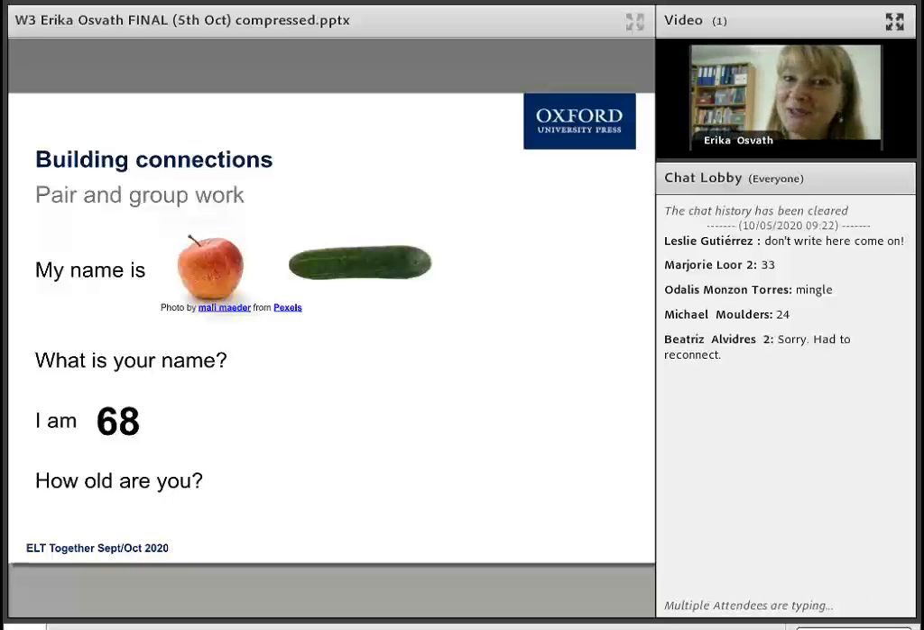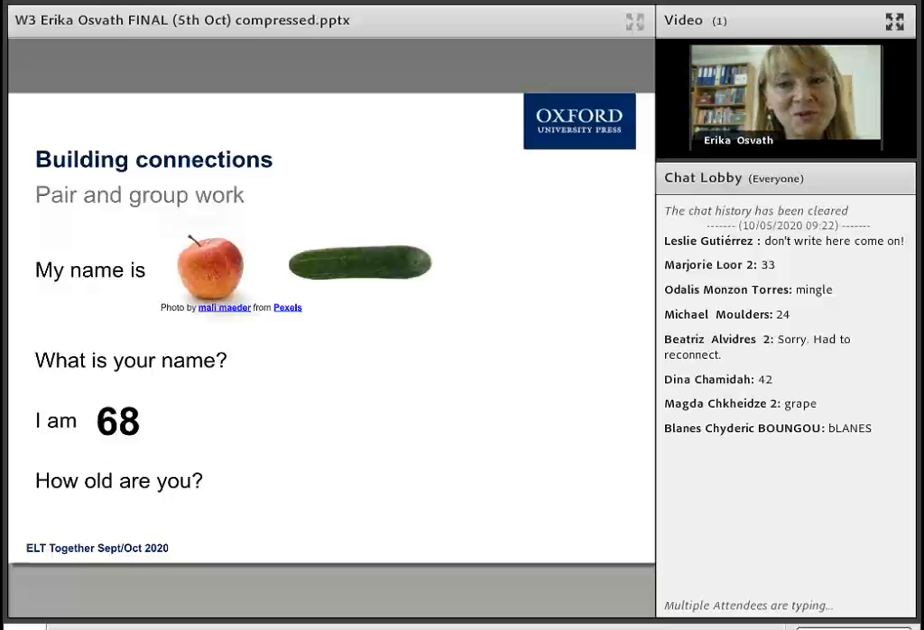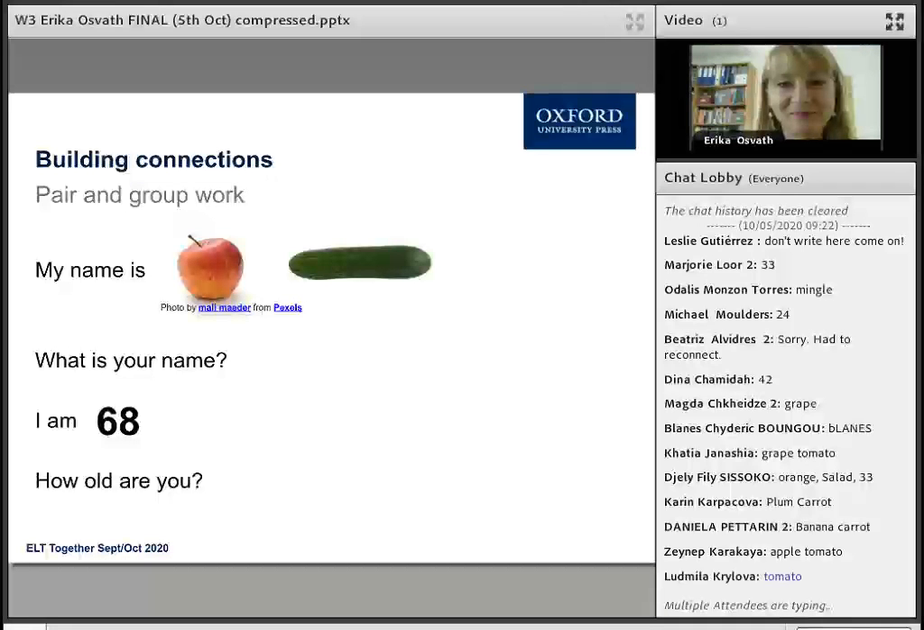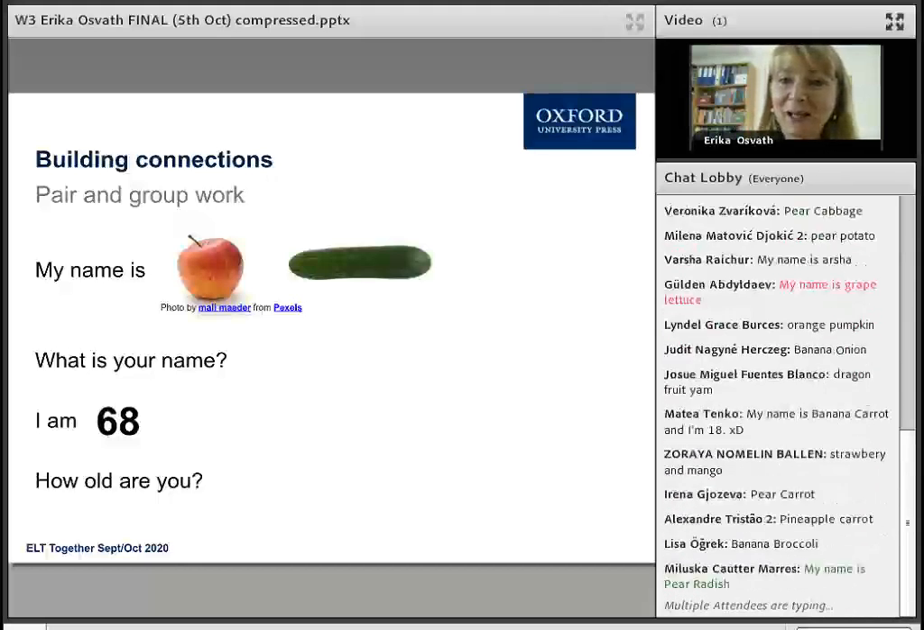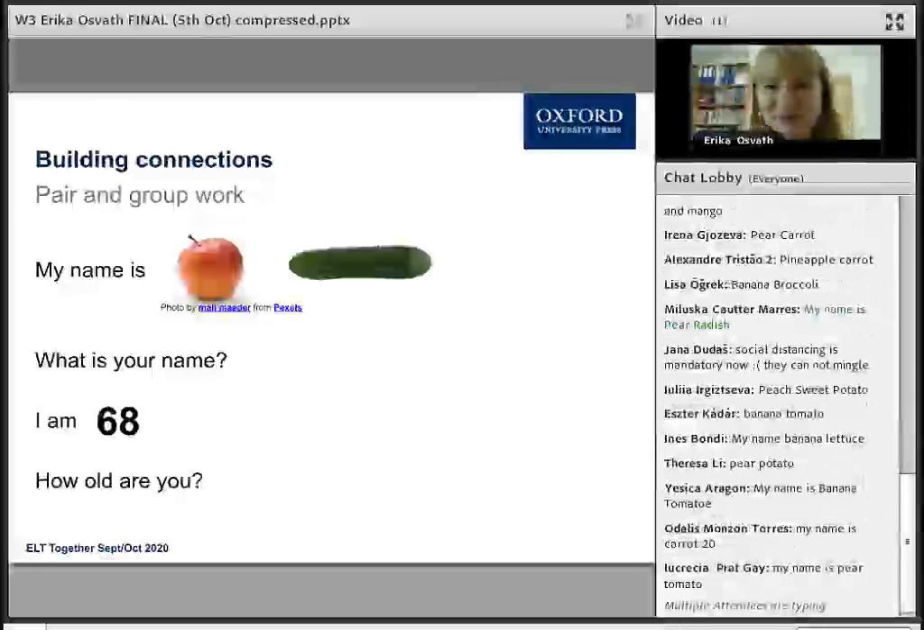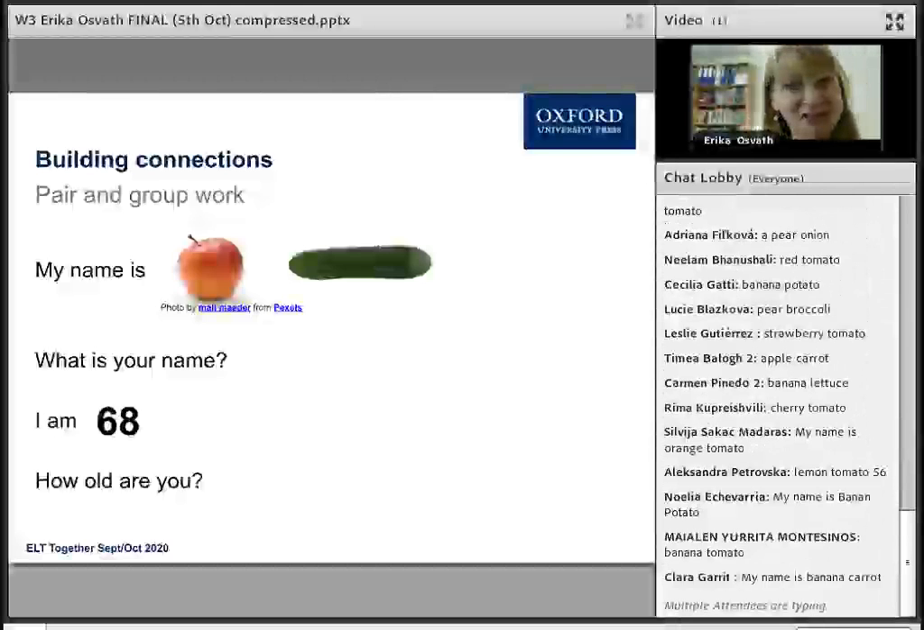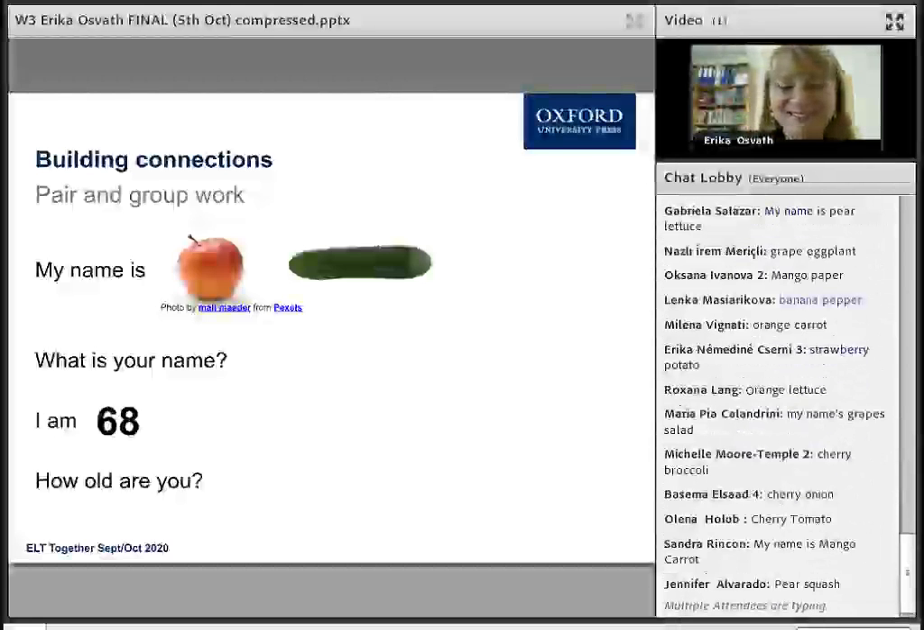So, can you type your name in the chat box? My name is Apple Cucumber. What's your name? Grape Tomato. Nice to meet you, Grape Tomato. Peach Pepper. Nice to meet you, Peach Pepper. Pineapple Carrot. Nice to meet you, Pineapple Carrot.